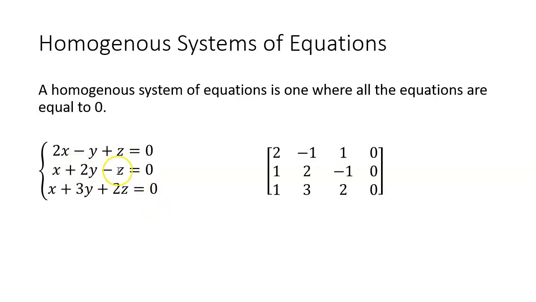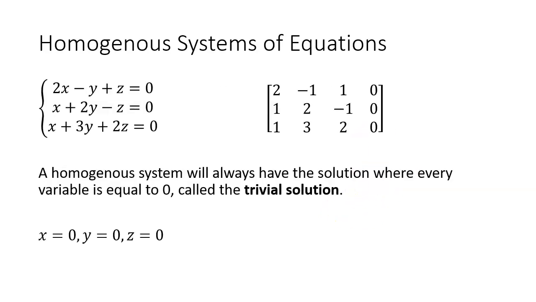So let's take a look at this system. If we were to write it as an augmented matrix, notice that the right-hand column, the augmented part, would all be zeros as well. And if we were to look at this system, one thing you'll notice is that it's always going to have a solution. It's going to have a solution where each of the variables is equal to 0.